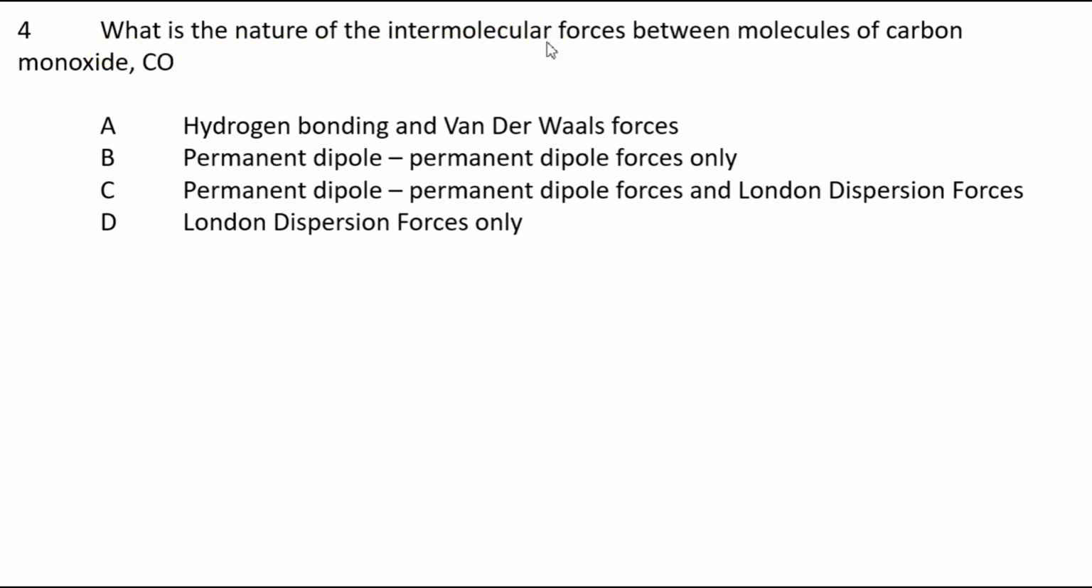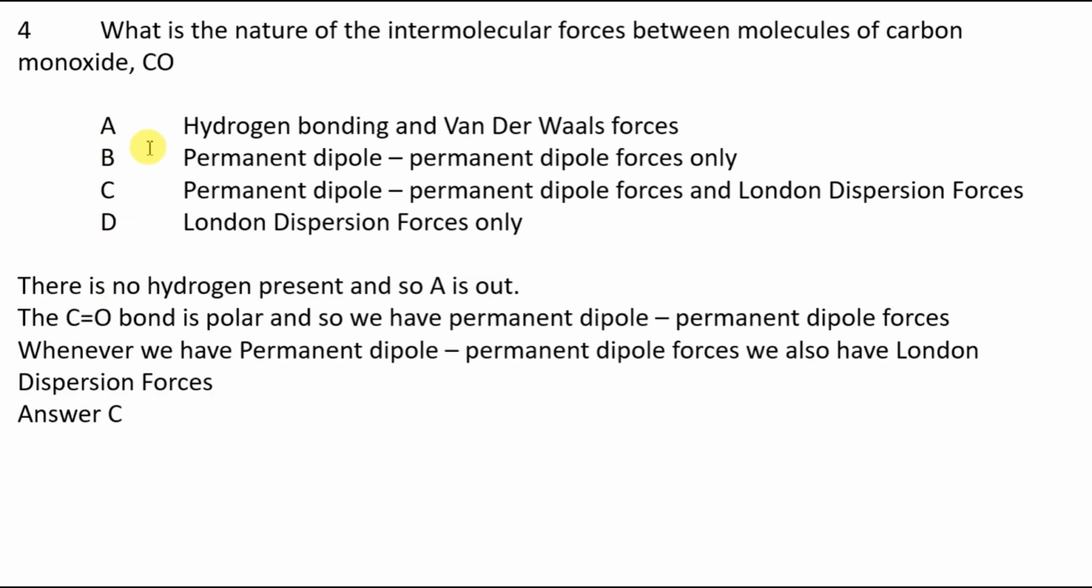What is the nature of the intermolecular forces between molecules of carbon monoxide? For A, there is no hydrogen present, so no, A cannot be. For B, the C double bond O bond is polar, and so we have permanent dipole to permanent dipole forces. And whenever we have permanent dipole to permanent dipole forces, we also have London dispersion forces. Brings us to C.